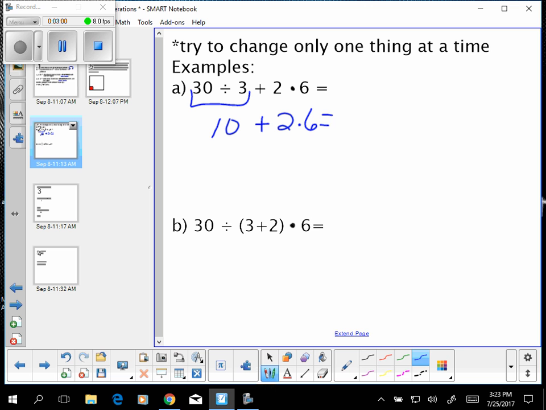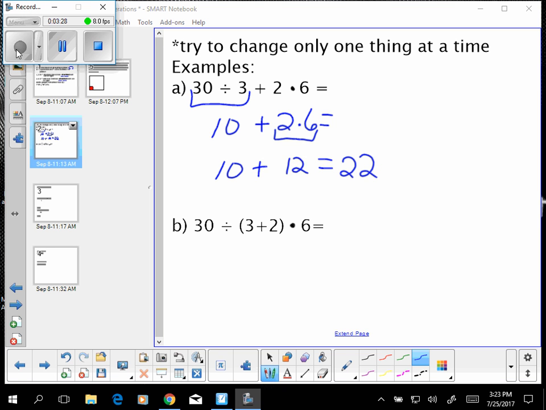I'm still working in order from left to right. I'm still working with multiply and divide. So the next thing I'm supposed to do is this multiply. So I will have 10 plus 12, which then I can go back and do my addition. That's my last step, add and subtract in order from left to right. Now I can do that and I will get 22. Let's look at sample B.